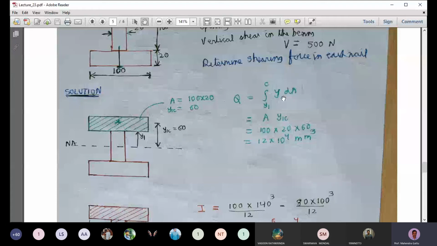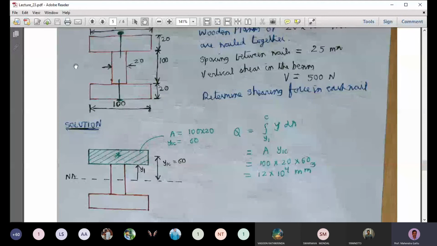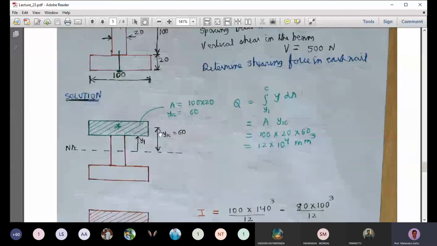We already defined the first moment of area as area times the location of the centroid with respect to the neutral axis. This entire area is 100 by 20, so we get the area as 100 into 20. For the centroid location with respect to the neutral axis, the neutral axis lies exactly at the center, so it will be 50 below the interface. So 50 plus 10 will be 60. The location of the centroid is 60, and we get Q as A times y1C, which is 100 into 20 into 60, which is 12 into 10 power 4 millimeter cube.